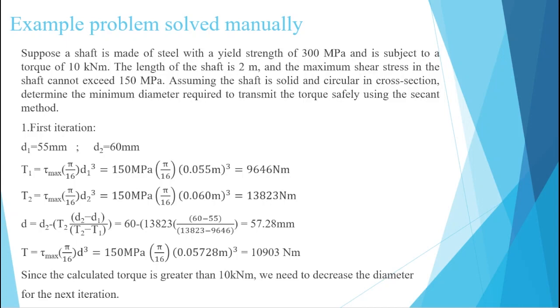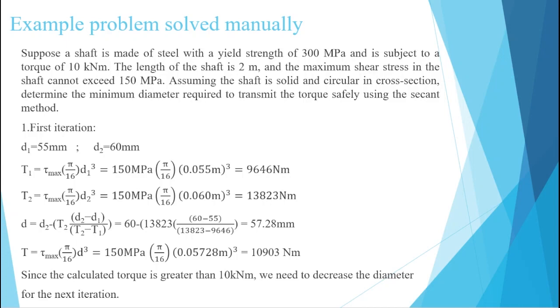For our initial guess, we will use d1 equals 55 mm and d2 equals 60 mm. We can calculate the torque at these two diameters using the equation above. Using these values, we can then compute the next diameter estimate d using the secant method formula d equals d2 minus t2 into (d2 minus d1) by (t2 minus t1). We can then iterate this process until we reach a diameter estimate that gives us a torque close to the required 10 kN. Now let's go through the iterations together.